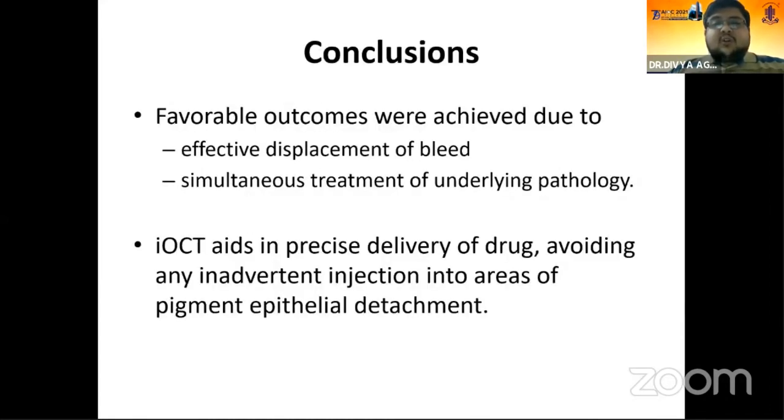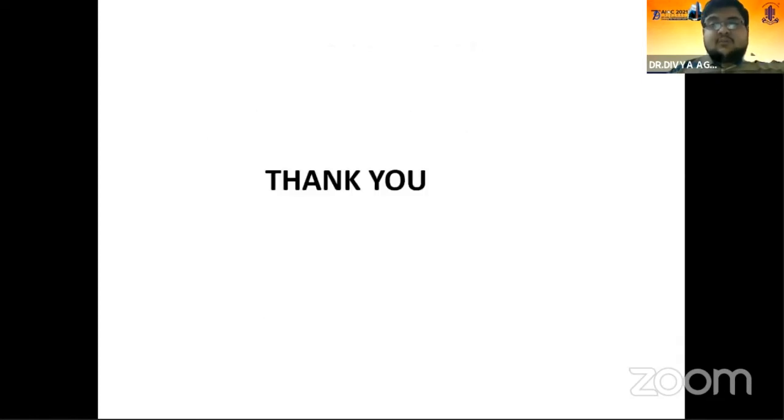So at the end, I would like to conclude that favorable outcomes can be achieved by initiation of PPV with subretinal injection of a cocktail of TPA, Avastin, and air, due to effective displacement of bleed. At the same time, it also helps in simultaneous treatment of the underlying pathology. And the role of IOCT is immense in these cases, as it can help in deciding the area of injection, avoiding any areas of pigment epithelial detachment, and aiding in precise delivery of the drug to the subretinal space. Thank you for your attention.